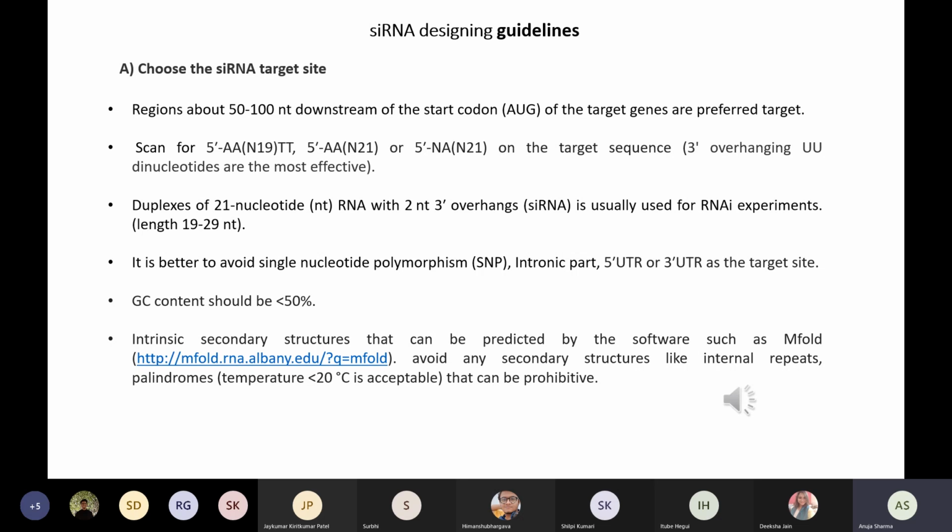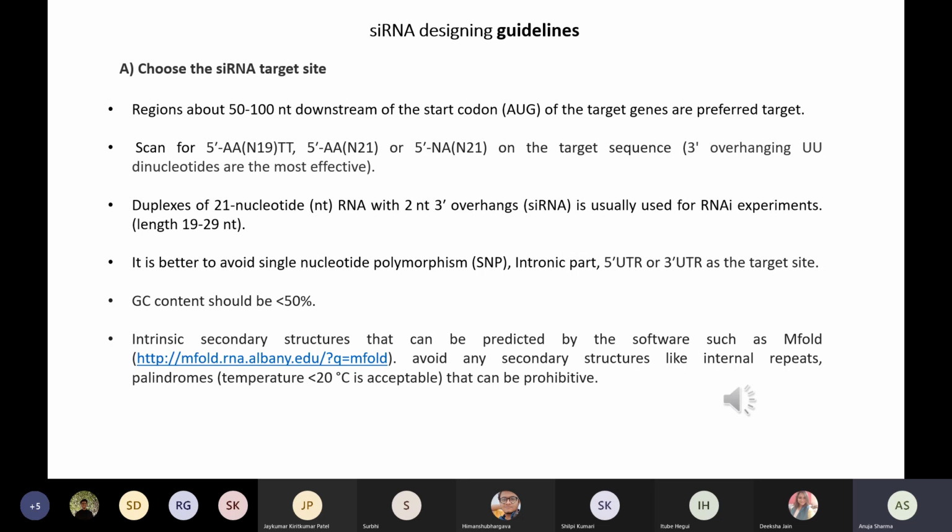Then target sites starting with sequences like 5' AAN19TT, 5' AAN21, or 5' NAN21 on the target sequence are preferred. Duplexes of 21 nucleotide RNA with 2 nucleotide 3' overhangs are generally used in RNAi experiments. But 19 to 29 nucleotide length is okay.